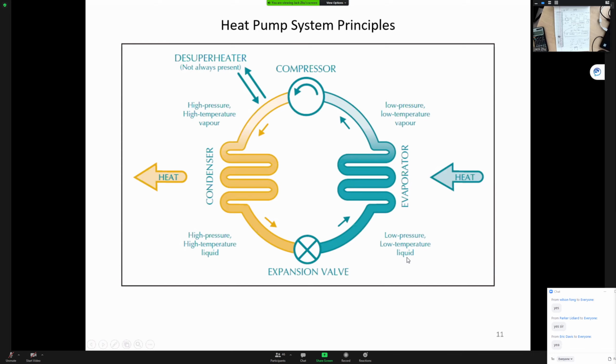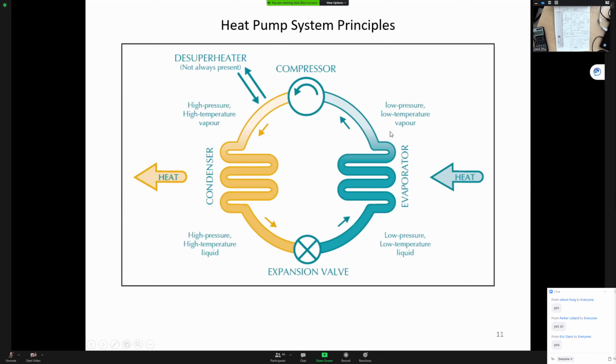When they change state, they need to absorb lots of heat, because of the latent heat of evaporation needed to change from a liquid to vapor. So the evaporator absorbs lots of thermal energy or heat from the surroundings, changing from liquid to vapor. Then it goes through the compressor. The compressor compresses the low pressure vapor into a high pressure, high temperature vapor.